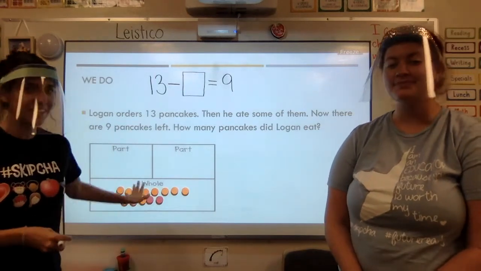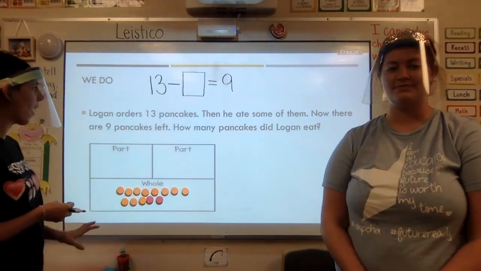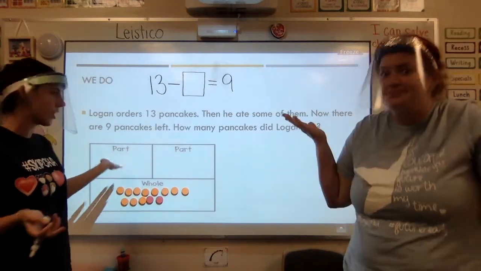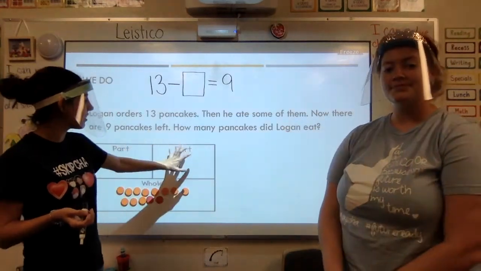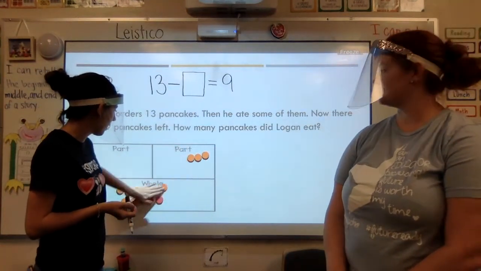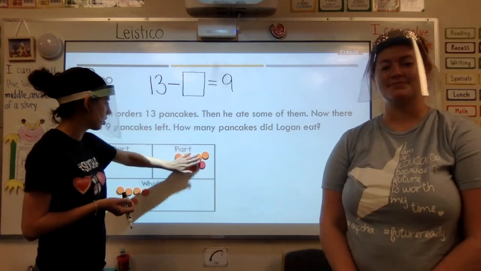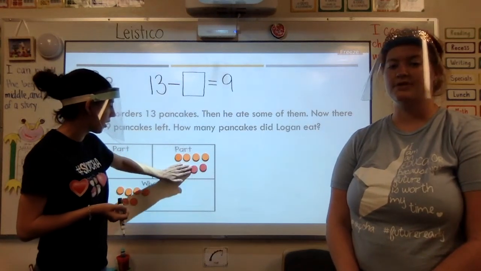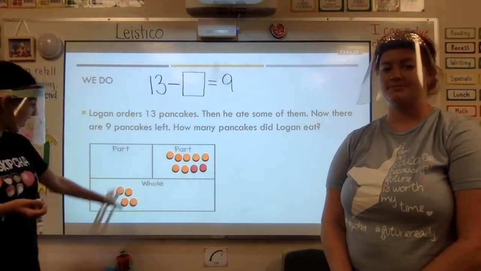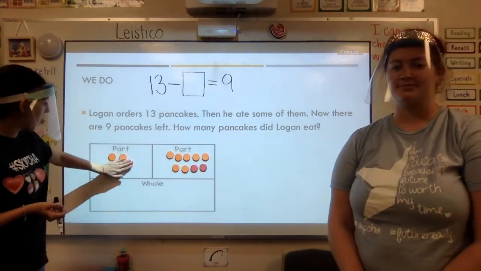I'm going to pretend that these are all orange, but these are my whole number of pancakes that he started with. Now I know that he ate some, so I would put some in a part, but I don't know how many go up here yet. But I know at the end he should have 9 pancakes. So I'm going to pull up 9 of my pancakes to see the amount that I had at the end. I'm spreading them apart so that I can count them and make sure I'm getting the right amount. So right now I have 8, 9. And then I can pretty clearly see how many are left as my other part.